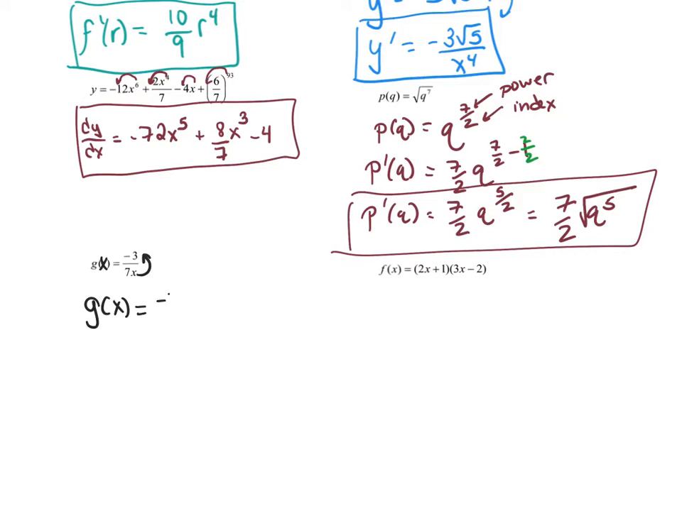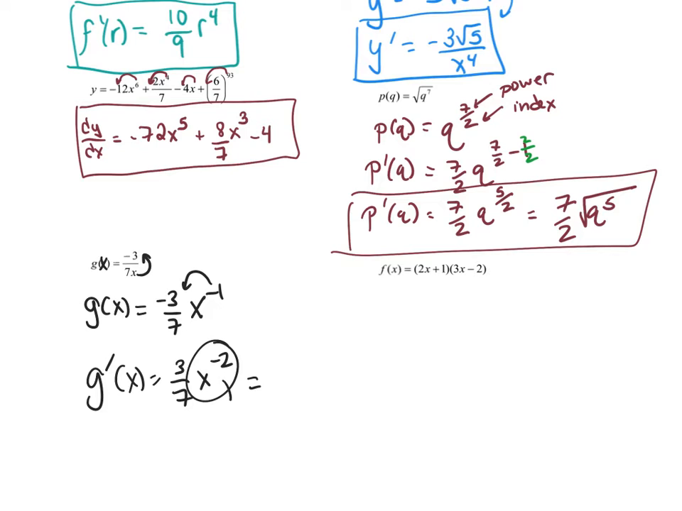So g of x is going to be negative 3/7 x to the minus 1. There's no power, but when I take it up, whatever power there would have been, it becomes negative. So now for my g prime of x, I'll take the negative one up front. So that'll be positive 3/7, because negative 3/7 times negative 1 is 3/7. x to the minus 2, because it was negative 1 minus another one, and that's negative 2. And then if I want, I can take this back to the bottom. So it's going to be 3 over 7x squared.